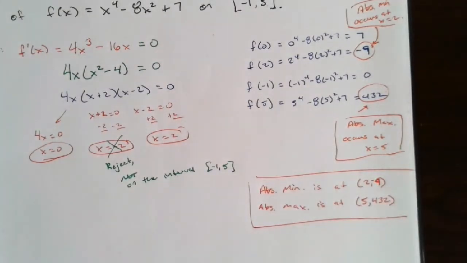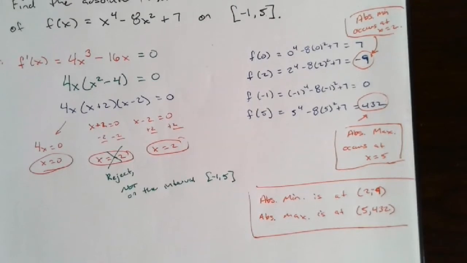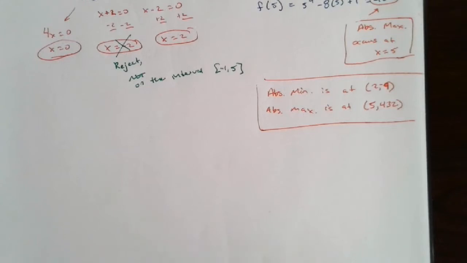So it's actually different than what you would do if you were just trying to find the relative max and the relative min, because you don't use the first derivative test or the second derivative test here at all. But this is because it's on a closed interval. Let's take a look at just one more like this.